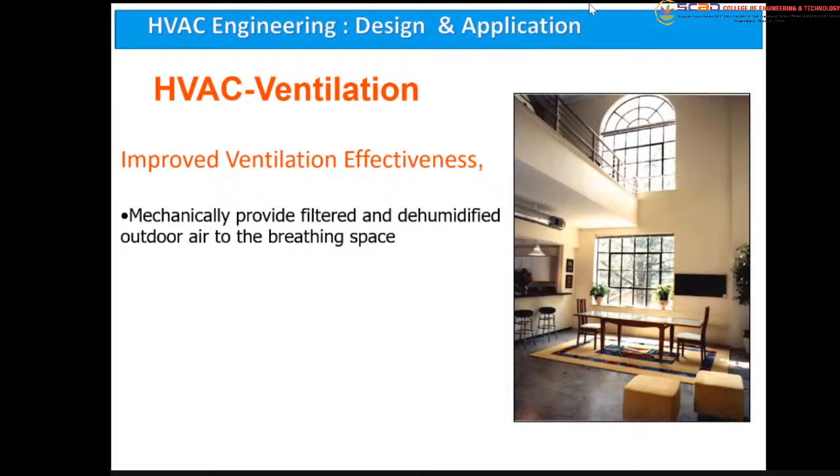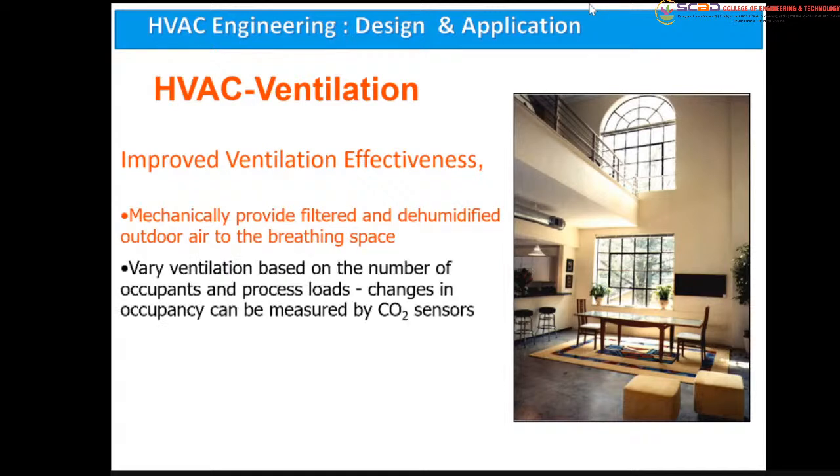Here in our country, here in Dubai, you can see towers of 80-story buildings fully closed with glass and with the structures and facade, you do not get ventilation. In India, you can open a window and get fresh air. Here, if you open a window, you will get hot air, so it is not easy to open the window. So ventilation should be mechanically provided, and filtered. Vary ventilation based on the number of occupants. If I put 200 people in a small room like a dormitory, are you going to stay? No, you can't. You get suffocated inside the room. So occupants and process loads have an impact.